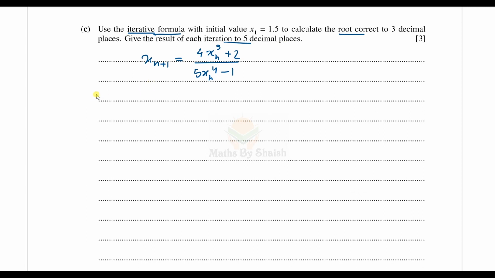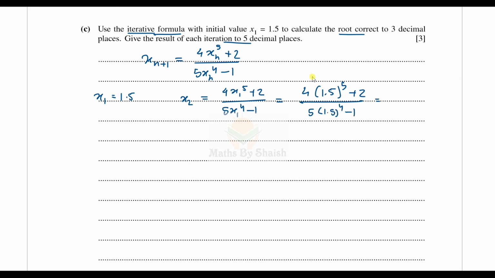So it is sort of easy, because if you have x1 as 1.5, then we can find x2 by putting n is equal to 1 in this iterative formula, and we'll get (4 times x1 to the power 5 plus 2) over (5 times x1 to the power 4 minus 1), which is (4 times 1.5 to the power 5 plus 2) over (5 times 1.5 raised to the power 4 minus 1).